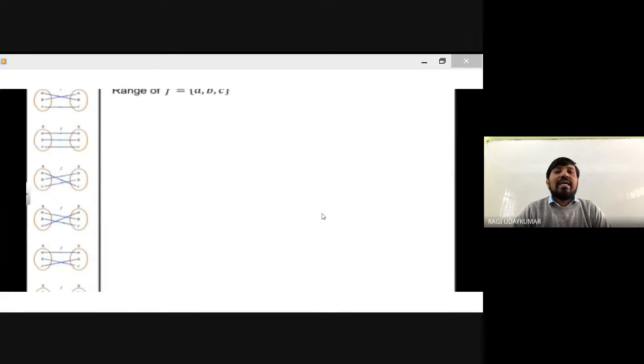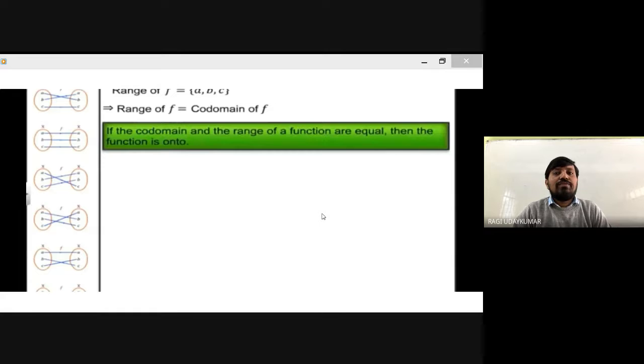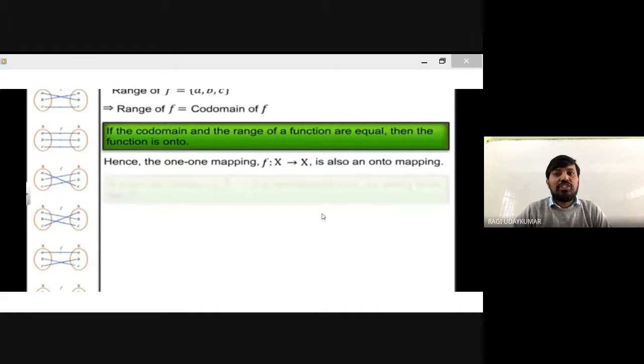So if the range of the function f is a, b, c, the range of f is equal to the codomain. So if the codomain and range of a function are equal, then that function is also called an onto function. So it is onto. A function's another name is mapping. Here mapping is there, hence one mapping is given. Mapping is nothing but another name of the function.